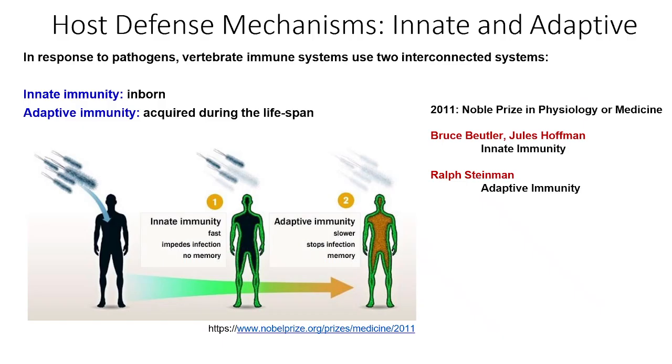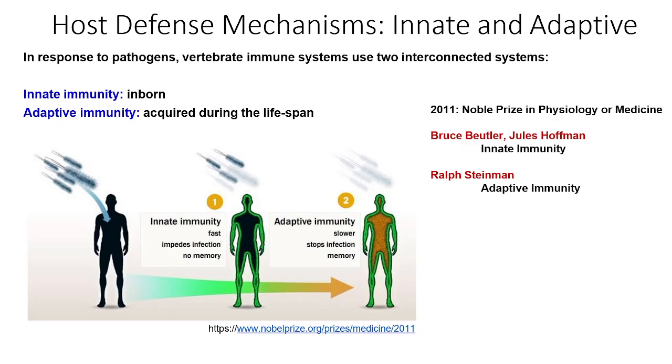Now, the host defense mechanisms where the innate and adaptive immunity play an important role. In response to the pathogens, the vertebrate immune system uses two connected systems. The innate immunity, which is inborn, has a faster response. It impedes the infection immediately. It requires no memory, so it responds the same way every time it encounters a pathogen. And for innate immunity, Bruce Beutler and Jules Hoffmann were honored for their work on the activation of innate immunity.